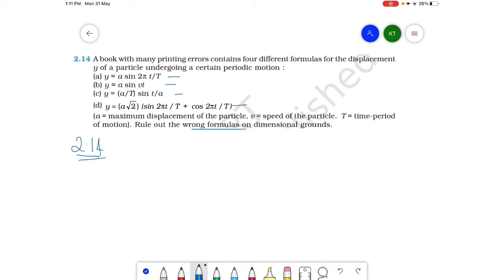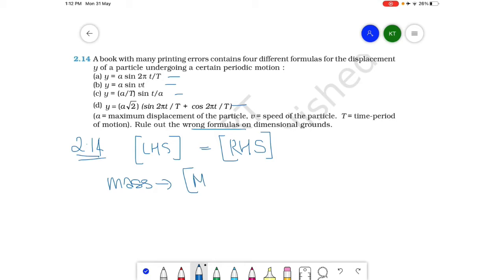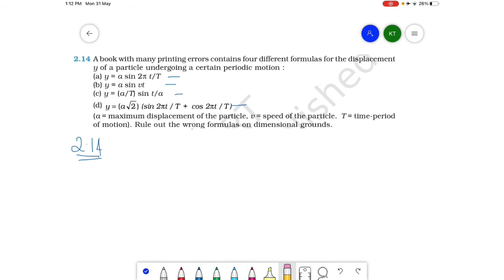Now, how do you solve this problem? We know that in an equation, the dimensions on the left hand side should be equal to the dimensions on the right hand side. This is how you can determine whether an equation is correct or not. And how do you mention the dimensions? Mass is represented as M, length as L, and time as T.